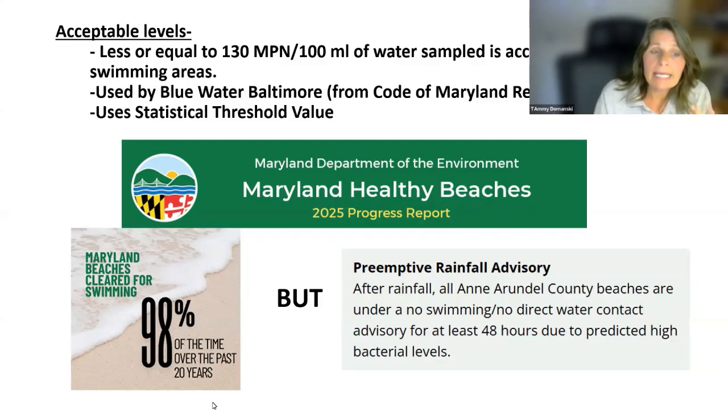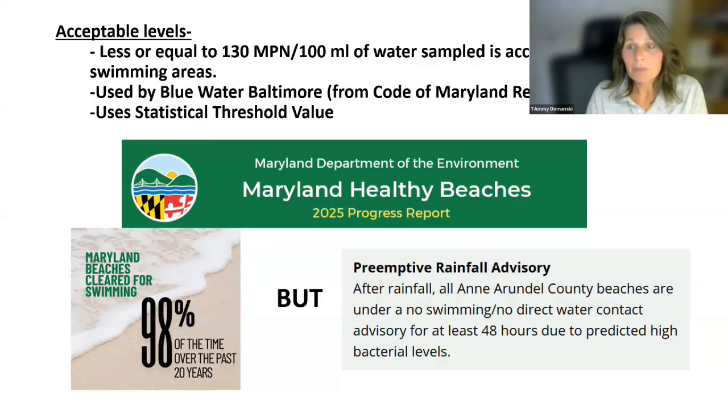So then they report that over the last 20 years, 98% of the time, the Maryland beaches have cleared for swimming. That's true for when they test, but they don't put in there what percentage of the time the water is assumed to be unswimmable because of rain.